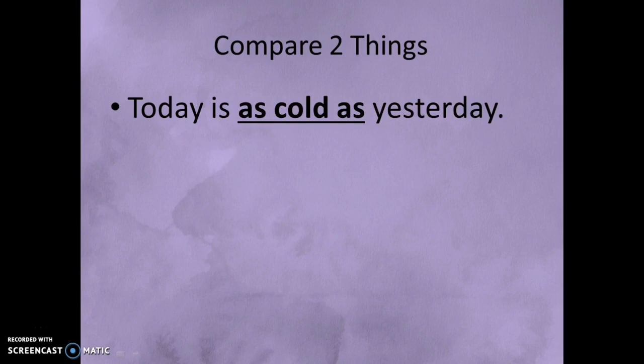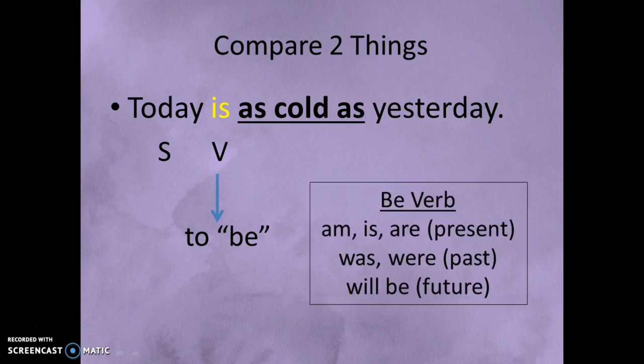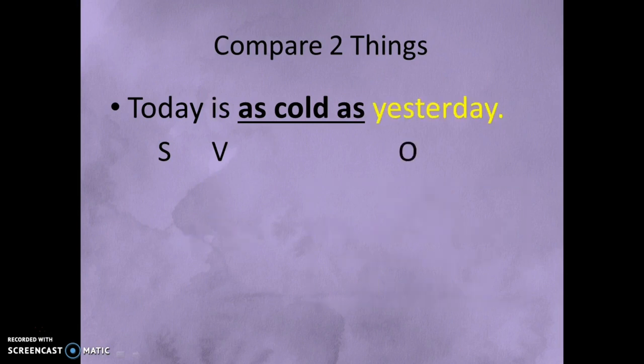So today we're going to be comparing two things, and I've got an example sentence for you. Today is as cold as yesterday. If we break apart this sentence, we can see our subject is today, our verb is, and note that that's a to be verb. So our different forms of our be verb are am, is, are in the present, was, were in the past, and will be in the future. And then of course we have our object yesterday.